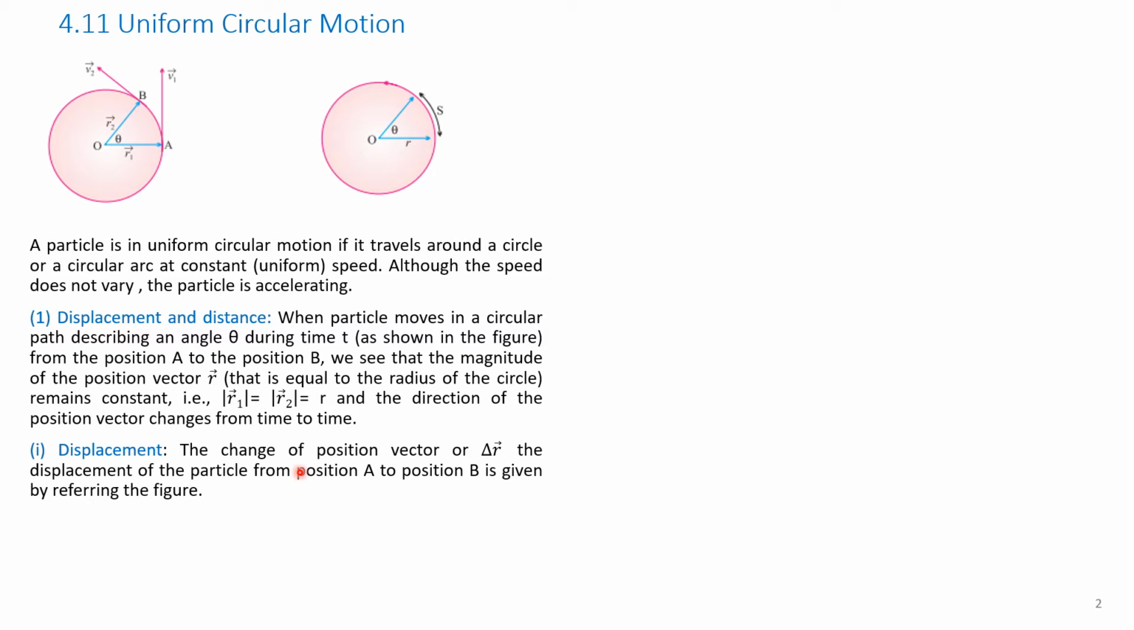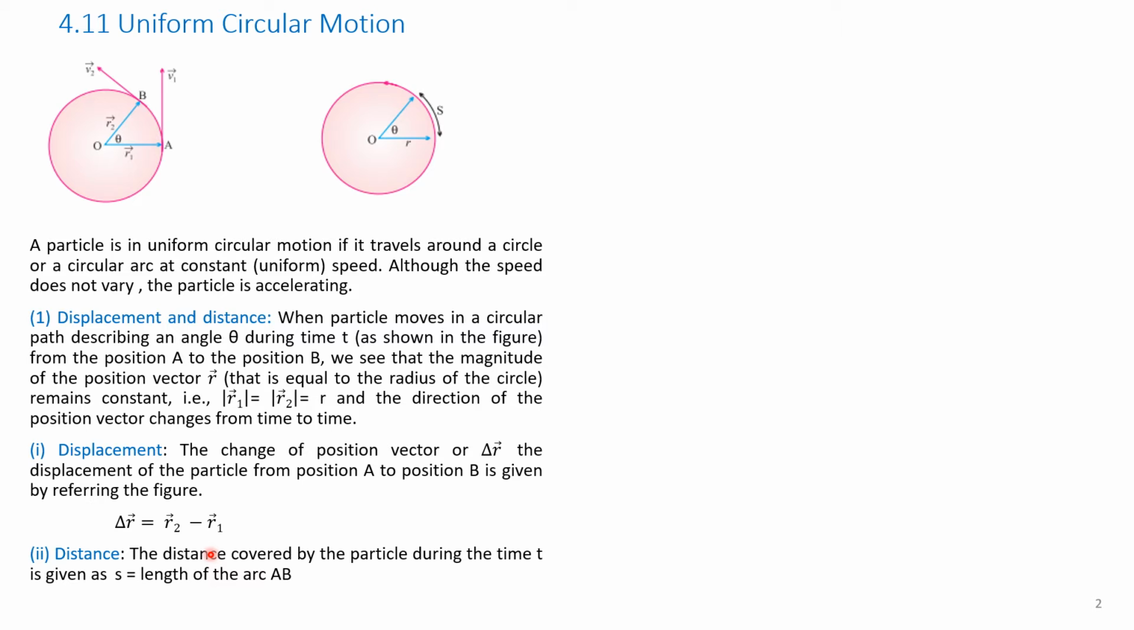Displacement. The change of position vector, delta R, is the displacement of the particle from position A to position B, and referring to the figure, delta R is R2 minus R1. Distance. The distance covered by the particle during time t is given as S is equal to the length of arc AB.